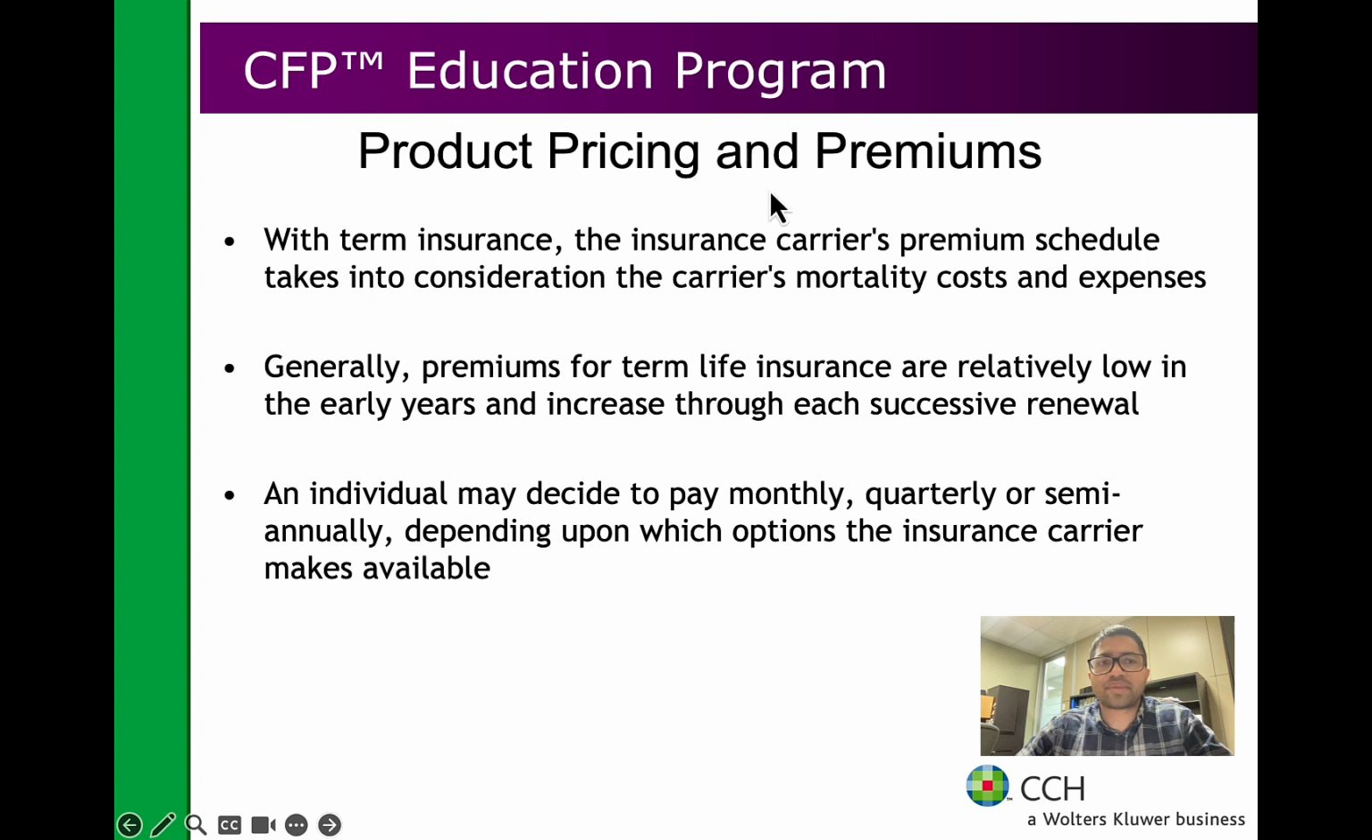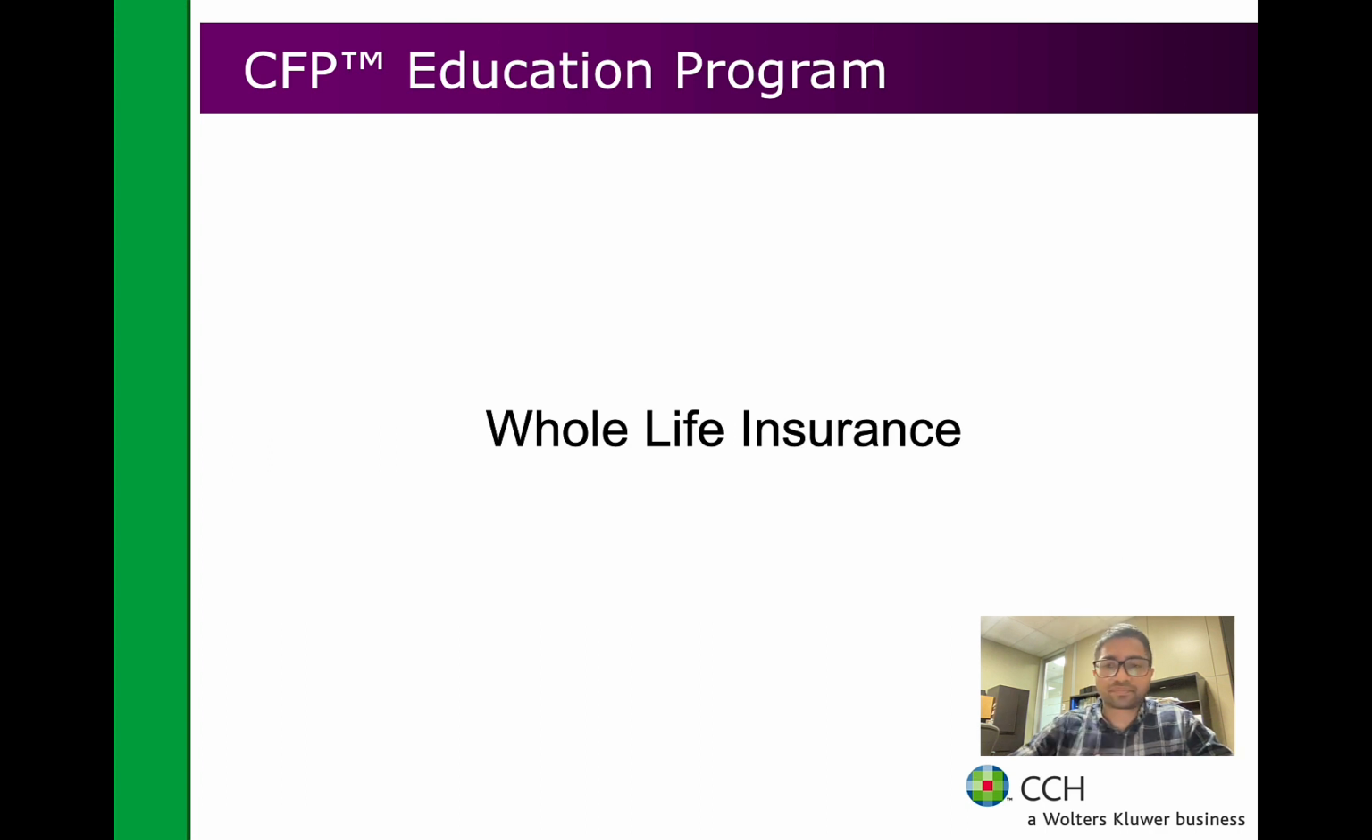Now, product pricing and premiums. With term insurance, the insurance carrier's premium schedule takes into consideration the carrier's mortality and expenses. So just mortality and expenses are considerations. It doesn't factor in investments and such. Generally, premiums for term life insurance are relatively low in the early years and increase throughout each successive renewal. Individuals may decide to pay monthly, quarterly or semi-annually, depending upon what the insurance carrier makes available. So you can pay monthly, annually or semi-annually.